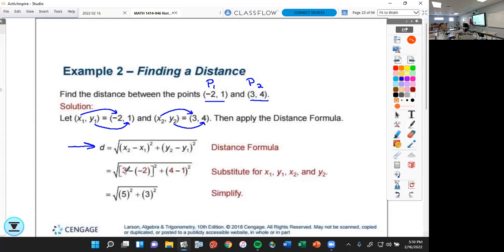So x2 is 3 minus x1 is -2, 3 minus -2, and that's going to be squared. The difference in my y values, y2 is 4 minus y1 is 1, so 4 minus 1. Simplifying that, 3 minus -2 would be the same thing as 3 plus 2, so 5 squared. And 4 minus 1, of course, is 3, so 3 squared. So that gives me 5 squared plus 3 squared.